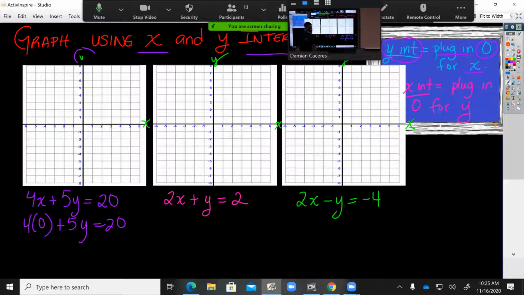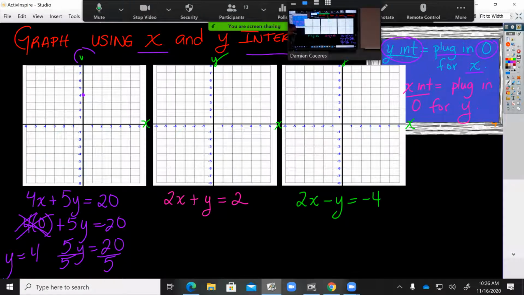4 times 0 plus 5y equals 20. Now anything times 0 is 0, so it disappears. So all I have left is 5y equals 20. Let's solve for y there. Divide both sides by what? By 5. So that gives me y equals 4. That means my y-intercept is 4. So I put a dot right there.